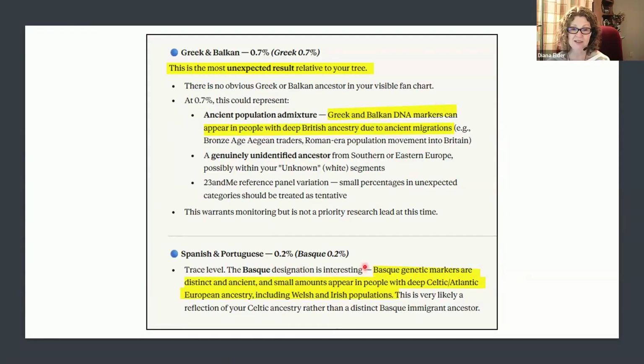And it says, this is interesting. Basque genetic markers are distinct and ancient, and small amounts appear in people with deep Celtic, Atlantic European ancestry, including Welsh and Irish populations. So, this is very likely a reflection of your Celtic ancestry rather than a distinct Basque immigrant ancestor. Okay, I have actually heard of that and I had forgotten about that, that there were some of these Spanish or Basque that went up into Ireland. And so that is just opening my eyes a little bit to possibilities for deep ancestry.